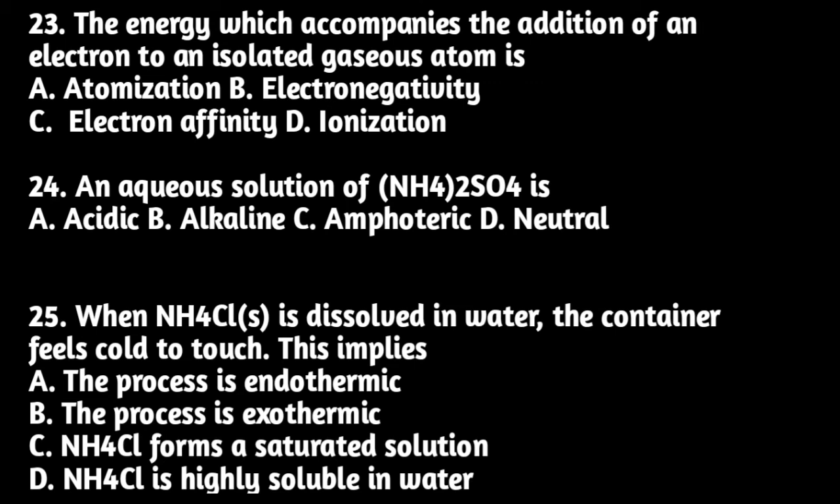That is atomization. When we talk about electronegativity, what we are discussing here is the ability of an element to accept electron. But when we go for electron affinity, this is the energy accompanying the addition of an electron to an isolated gaseous atom. That's the main definition of electron affinity. The question is actually the main definition of electron affinity. Ionization is formation of ion.